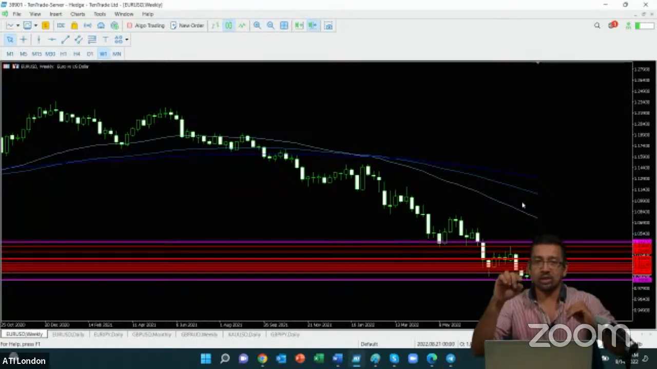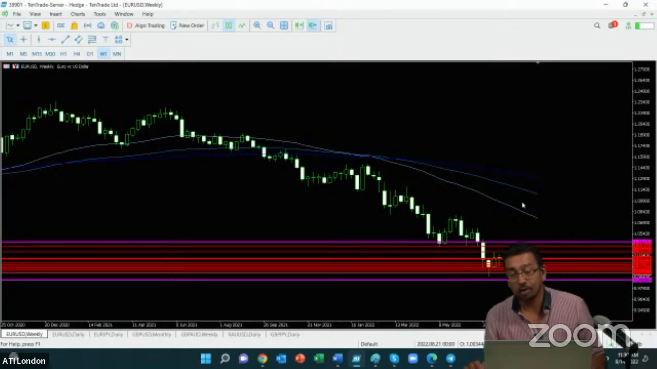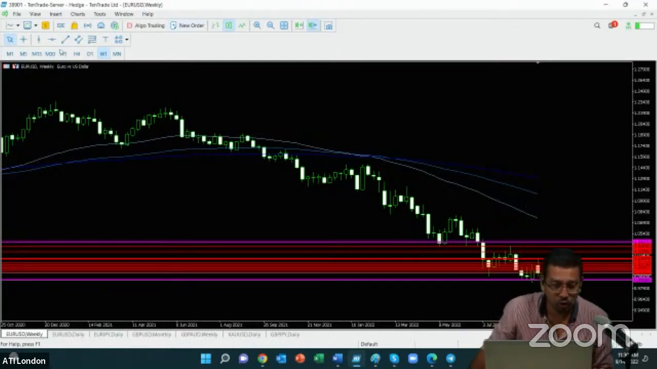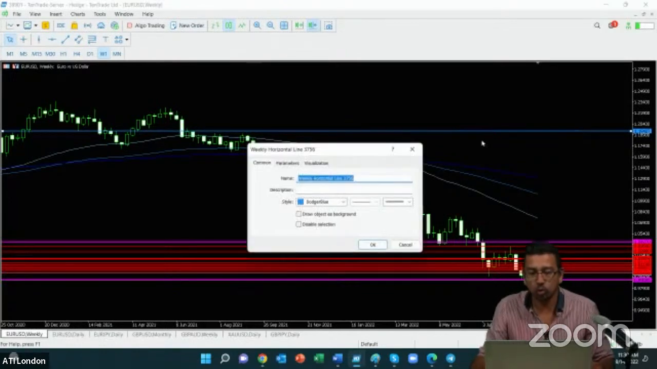1.0427 is within close proximity of the 20 psychological number. So when you draw your top line at 1.0427, you can also draw another line at 1.0420 if you want. I'll do that as well. Give me a second. You can highlight that any color you want, but the most important thing is the two lines at 1.0427 and 0.9900. This is for Euro USD.